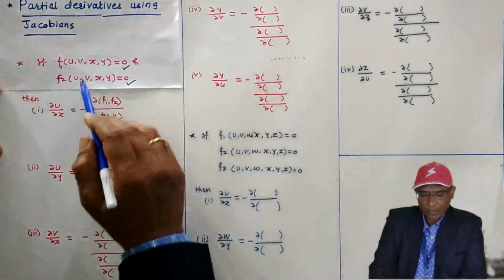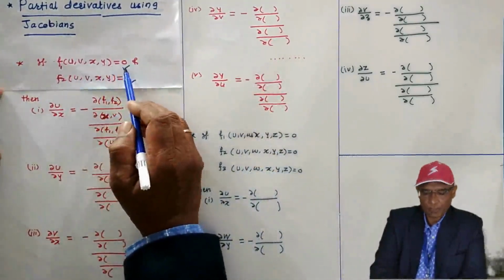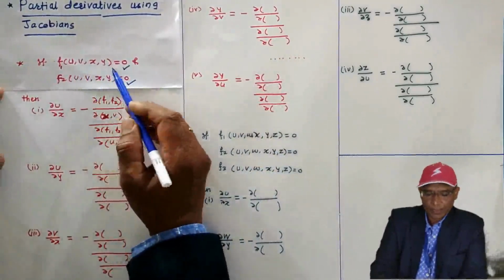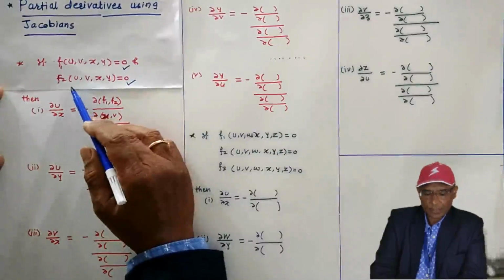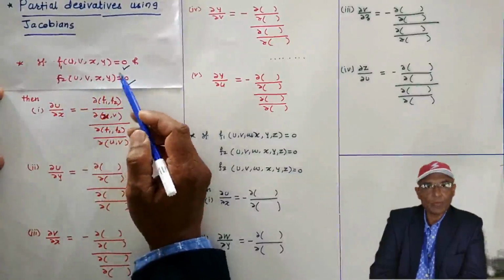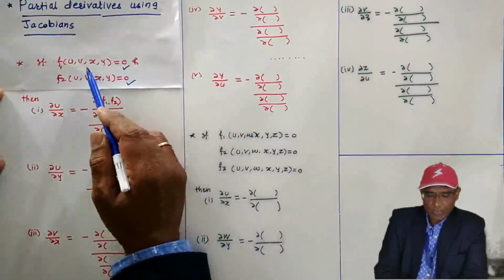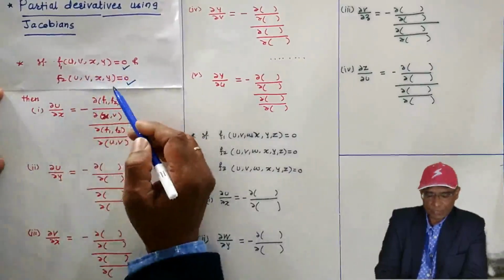In this video lecture, we are going to discuss some MCQs on partial derivative using Jacobian. So some formulas I am going to write. If f1(u,v,x,y) is an implicit function of u, v, x, y, and the second function is again an implicit function of u, v, x, y, meaning we have two functions, and we have to find del u by del x from these two equations.